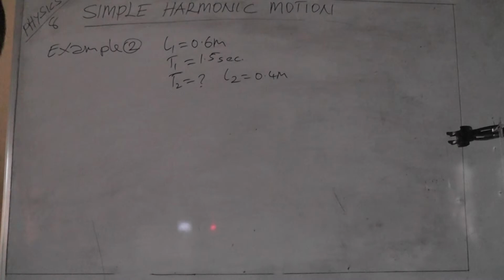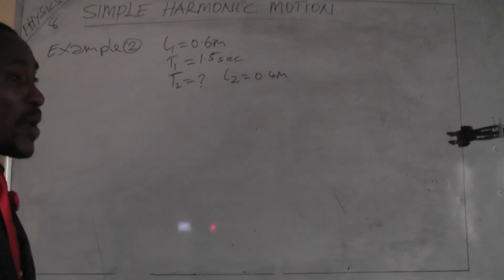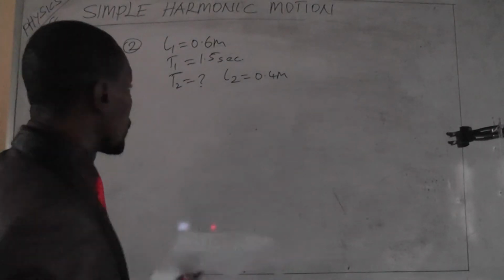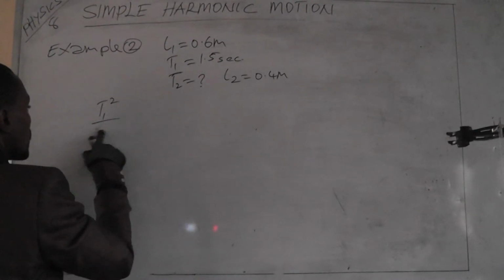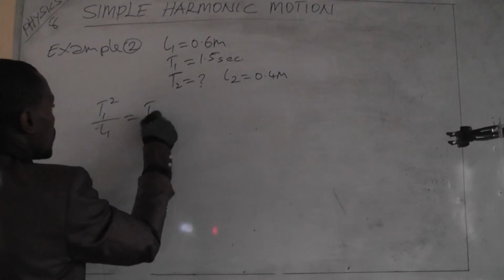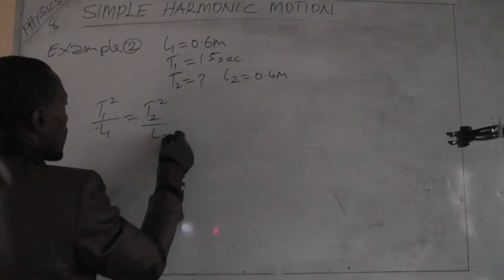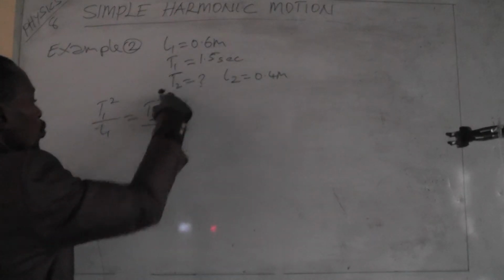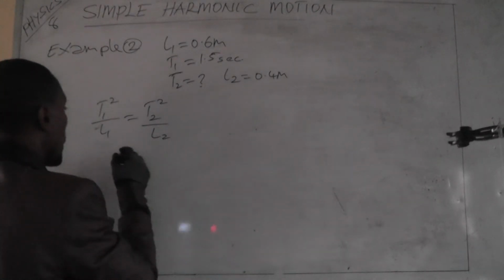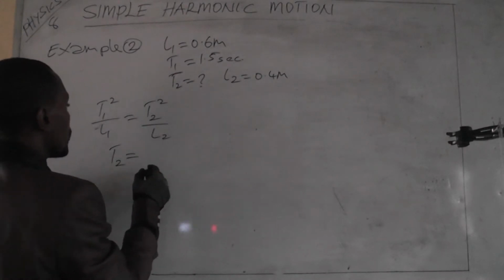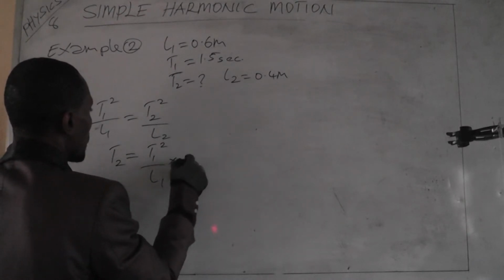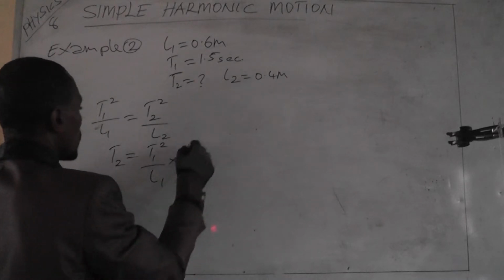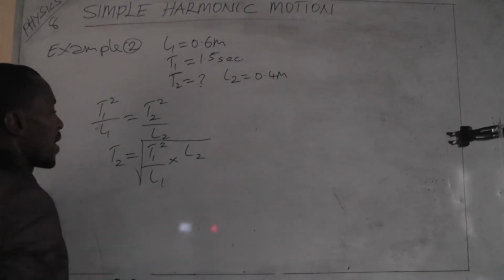Now we are comparing oscillatory motion here. Remember, I asked us to record the last formulae I showed to us. Now we are going to use this. T1 square over L1 is equals to T2 square over L2. What am I looking for? T2. Make T2 the subject of the formula. I have T2 is equals to the square root of T1 square over L1 times L2, because I have square on this.